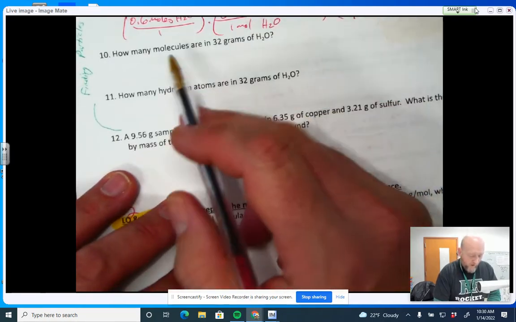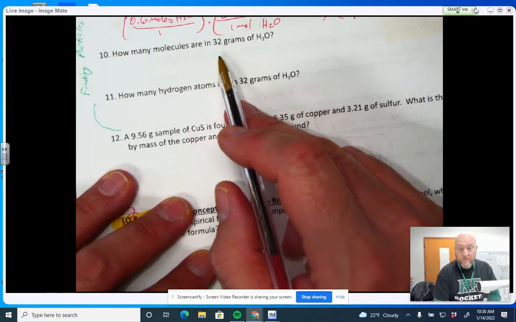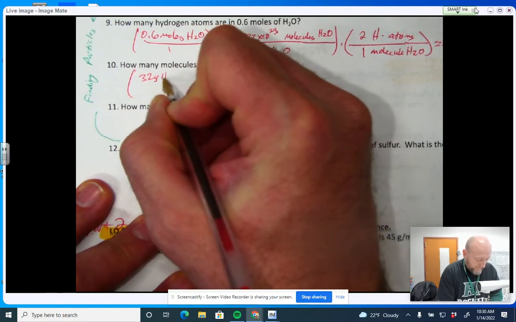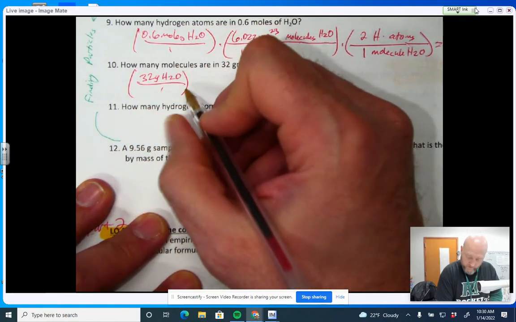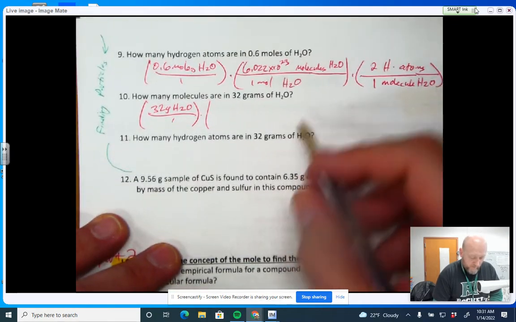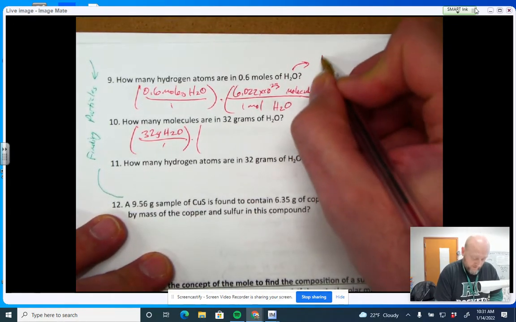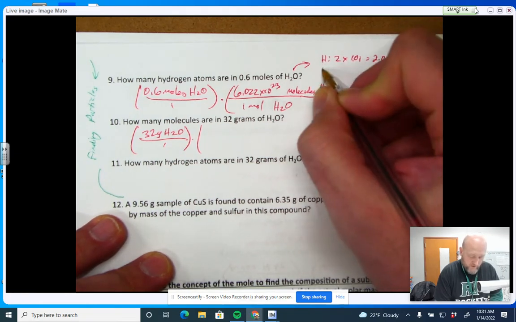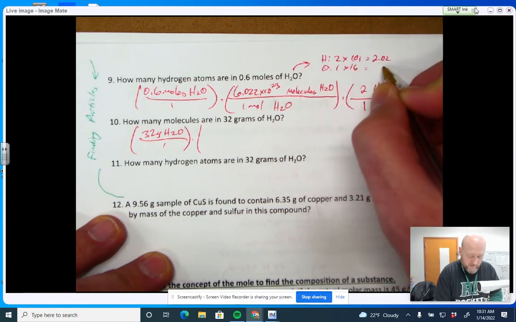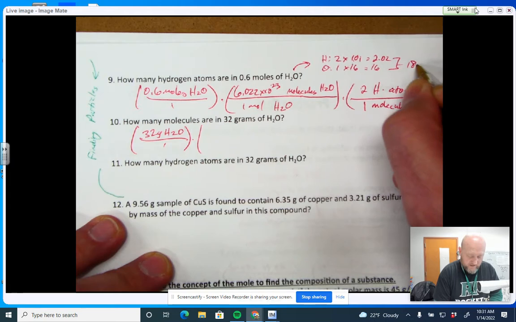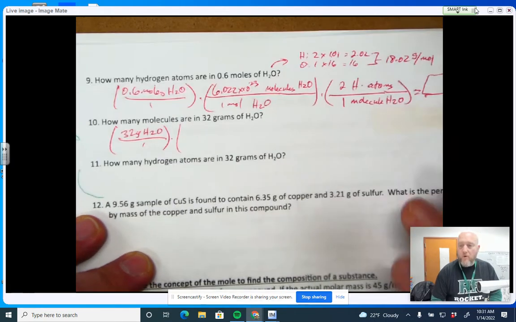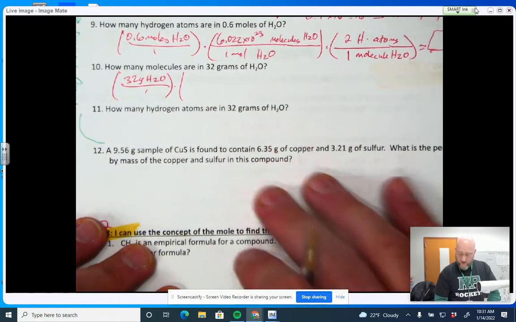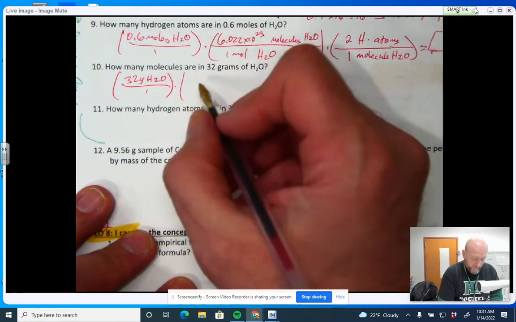Question number 10 says, how many molecules are in 32 grams? So in this case, you're given a mass. We're given the mass of 32 grams of H2O over 1. Using the molar mass of H2O, we have hydrogen, 2 times 1.01 is 2.02. Oxygen is 1 times 16, gives us 16. Collectively, it adds up to 18.02 grams per mole. That's going to be our molar mass for water. So we're going to use that as we answer question 10, and actually question 11 as well, but let's get through question 10.